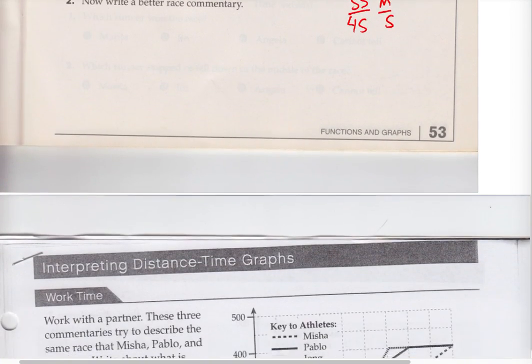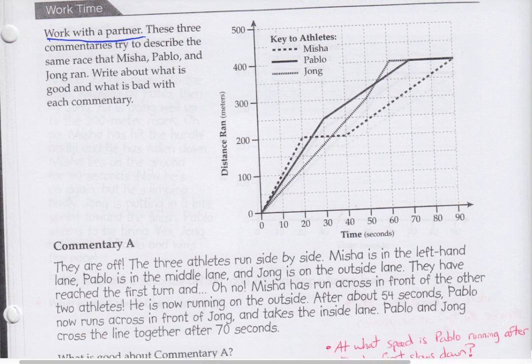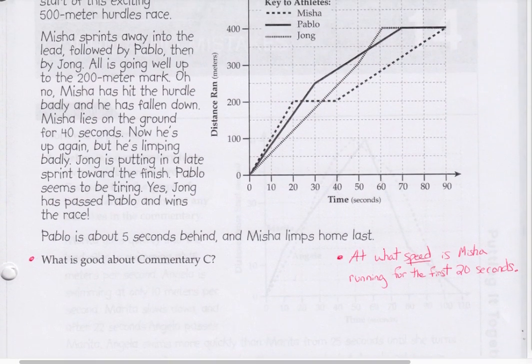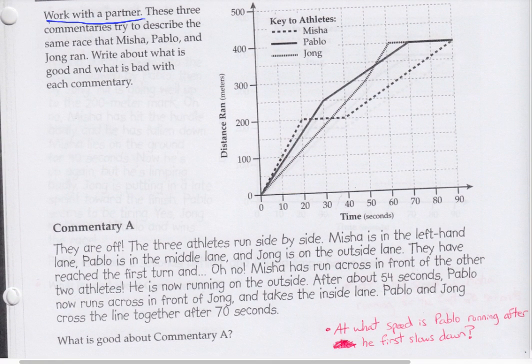Now let's look at another scenario. So you've got 2 different commentaries here. I'm just going to go over one. Again, work with your partner, just like it says up here, and look at the commentaries for this race. I think this is a track race, not a swimming race. So you've got 2 different ones that I gave you, commentary A and commentary C. And I'd like you to comment on both of them. I'm just going to go over one for the sake of time here. So go ahead and pause the video, get with your partner, and look at commentary A about this race between Misha, Pablo, and Jean.